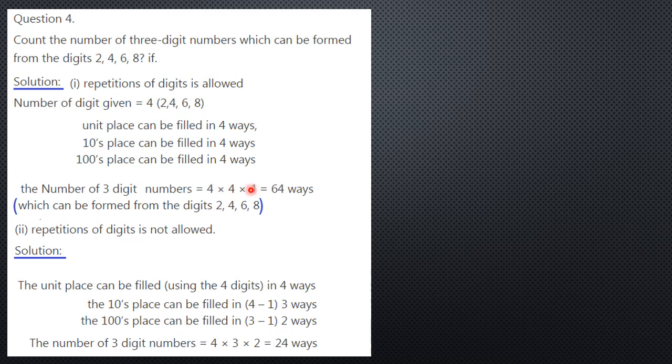Use multiplication. Reason: we want to fill the 3 places to make the 3-digit number. Here each number is not equal to 0, so we can use any number in the hundreds place. That is important. If the hundreds place is 0, it is not a 3-digit number, it is a 2-digit number. So here nothing is equal to 0, so everything is 4. Next, repetition of the digits is not allowed. Therefore, units place can be filled by using 4 ways, then 3 ways, then 2 ways here. So totally 24 ways only.